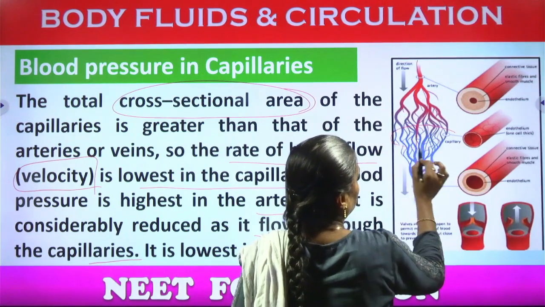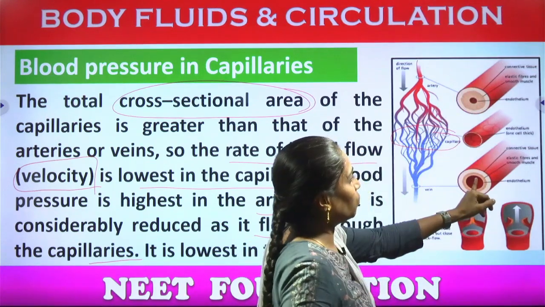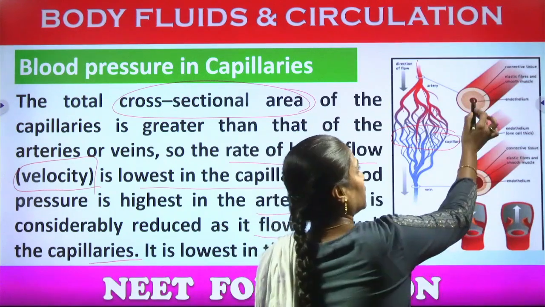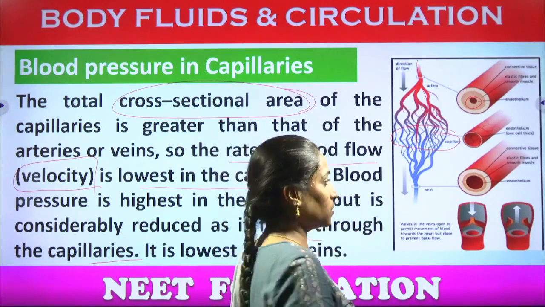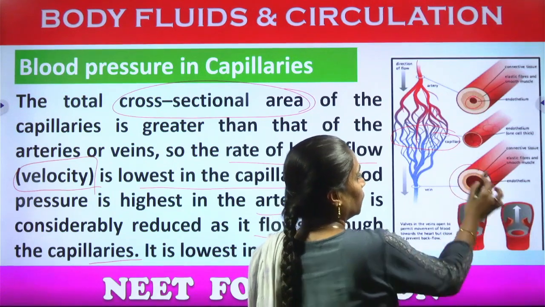So these structures are the capillaries. See the difference between these three. This is the vein, this is the capillary, and this is the artery. The lumen size is less, so the blood pressure will be more in the arteries. The lumen size is somewhat bigger than the artery in the veins.